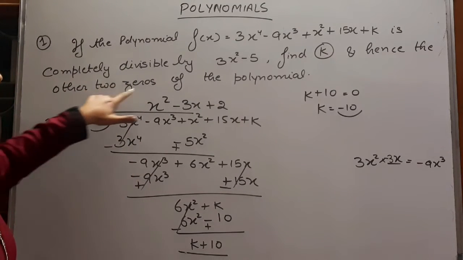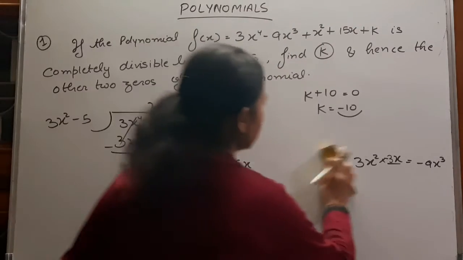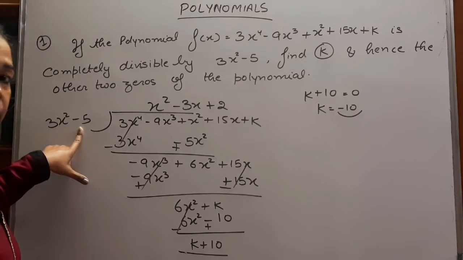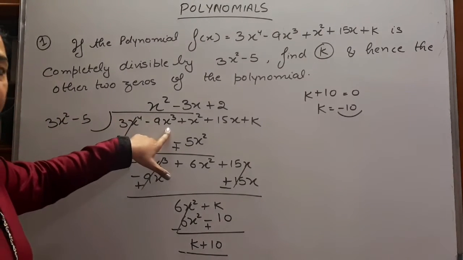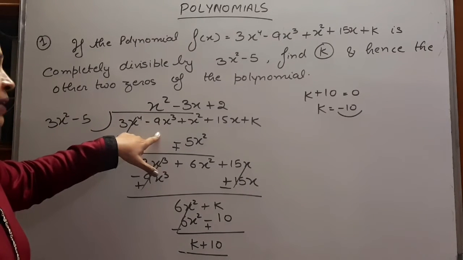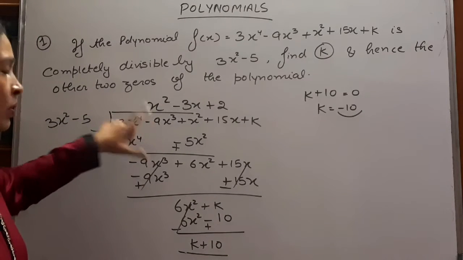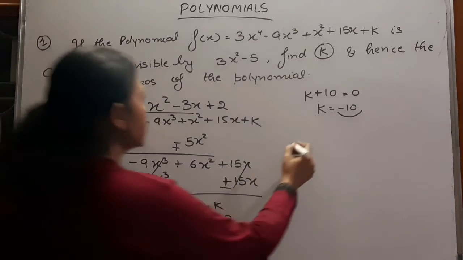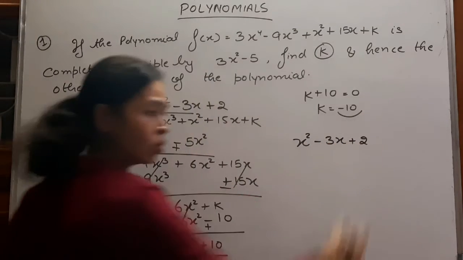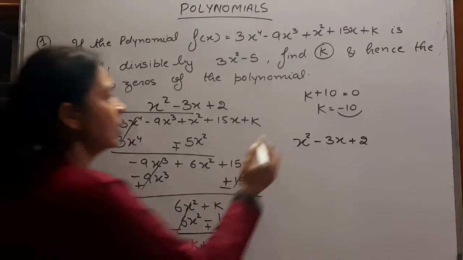Next is, hence find the other zeros of the polynomial. We have to find the other zeros of the polynomial. Children, if 3x² minus 5 completely divides this polynomial, then when we divide the polynomial of degree 4, the quotient that we get is also a factor of this polynomial. It means x² minus 3x plus 2 is also a factor of the polynomial with degree 4.